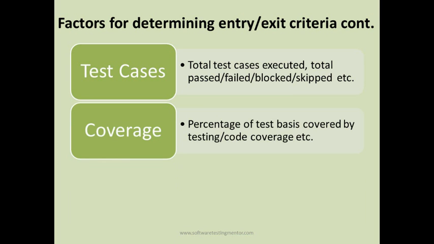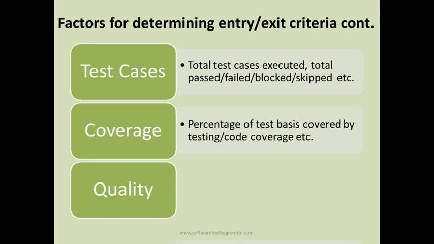Then the coverage, so percentage of test bases covered by testing or code coverage. So if your entry criteria says that your functional testing phase should have code coverage of at least 80%, or the unit testing phase should have coverage of more than 90%, then you cannot release a build. The developers cannot release a build unless and until the code coverage reaches more than 90%. So coverage is another entry and exit criteria for testing.